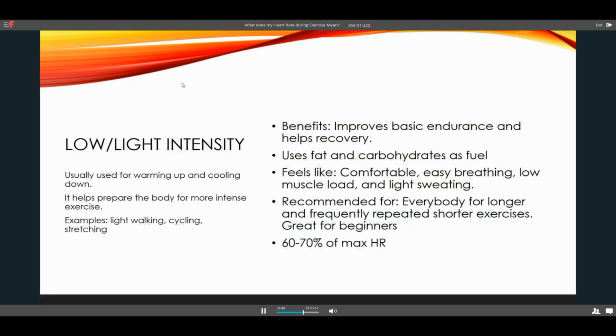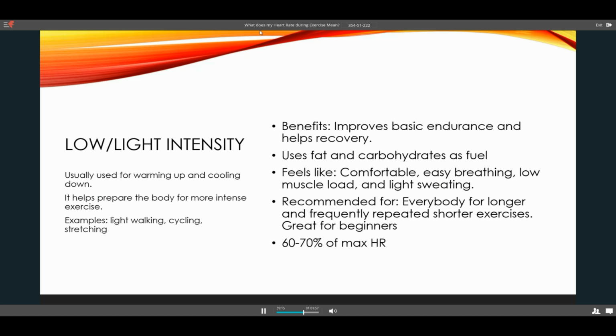So let's take a look at low, or what we consider light intensity. The benefits here are going to improve your basic endurance. This is when you may notice that you're able to walk across the parking lot longer, walk in the grocery store longer, keep up with your kids a little bit more, some things like that. It just basically improves your general mobility and endurance.